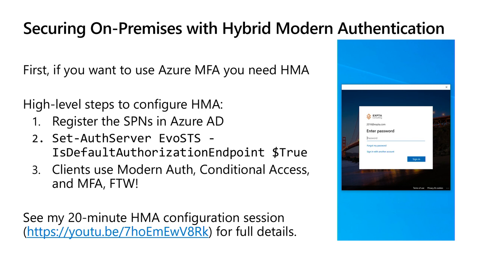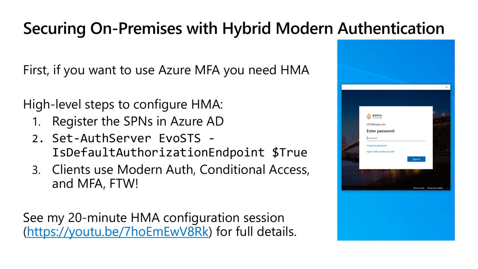so that you can use MFA and conditional access. The high-level steps to configure it are you register the SPNs, the service principal names, in Azure AD, and then on-prem you set your authorization server to be Evo STS, which is the Azure AD STS that handles modern auth. Once that's done, your clients can use modern authentication, MFA, and conditional access, like I mentioned.